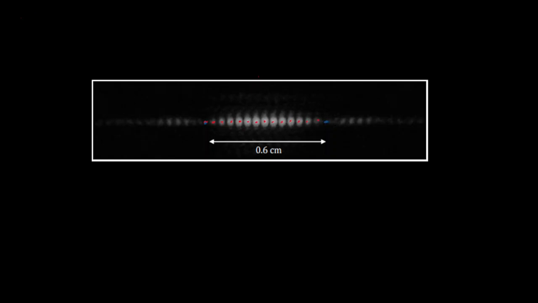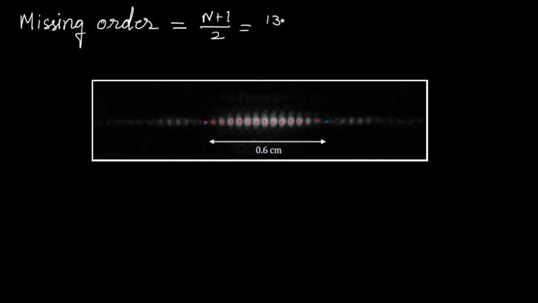So what will be the missing order in this case? Missing order is equal to n plus 1 divided by 2. What is n? n is the number of interference maxima between the 2 diffraction minima. In this case, n is 13. So 13 plus 1 divided by 2 will give you 7. So from this diffraction pattern, we can say that this experimental setup has a missing order of 7.